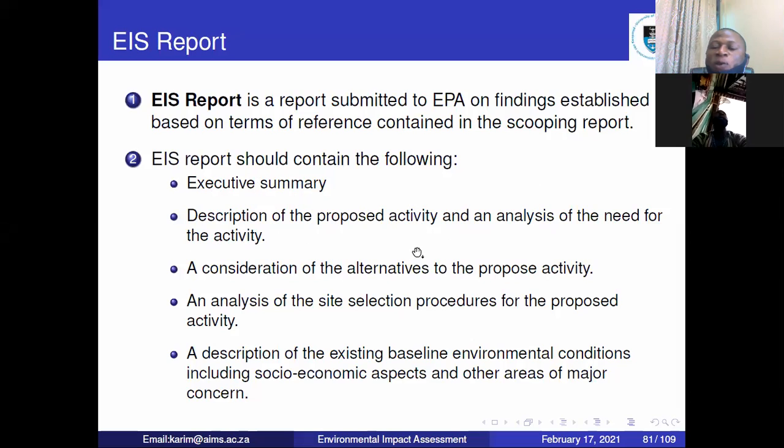And why is there a need for the proposed project? The analysis. So you have to analyze the need for the project. You need to describe the proposed activity and also the analysis of the need for the activity. And then for the project that you are proposing to undertake, you have to also consider other alternatives. If I'm not allowed to go on with this activity, what other alternative projects can you go on?